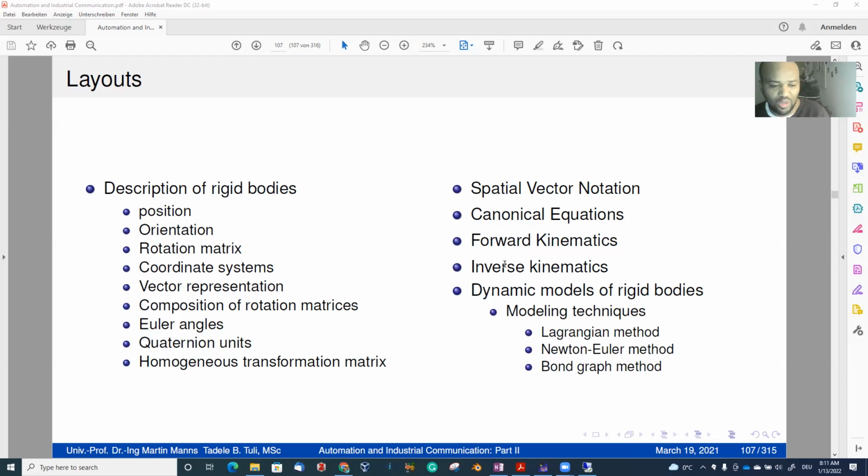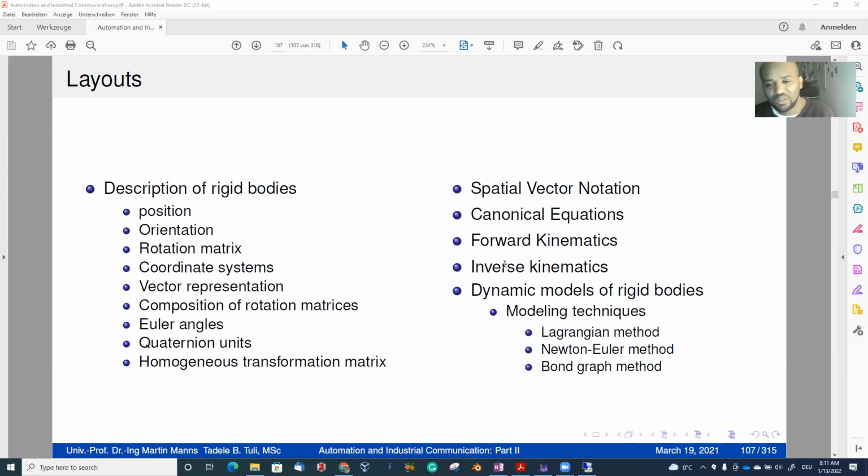What is the difference between Euler angle and quaternions? And then how do we do the transformation matrix, which we call homogeneous? What is the advantage of a homogeneous transformation matrix? This is also what we are going to see.